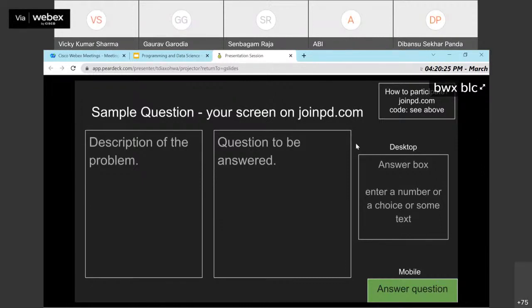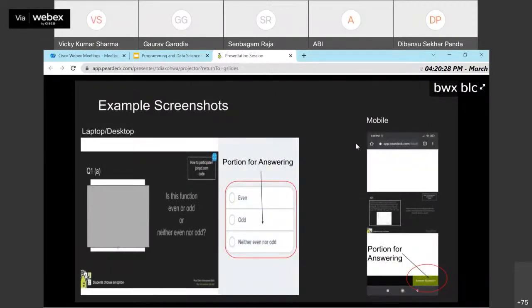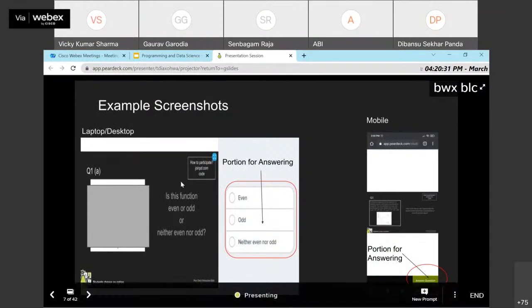But how do you do that, right? So this is basically a screenshot of your laptop view. How does this look like? I think you can see my cursor. Can anyone confirm that you can see my cursor? Yes, sir. Okay.